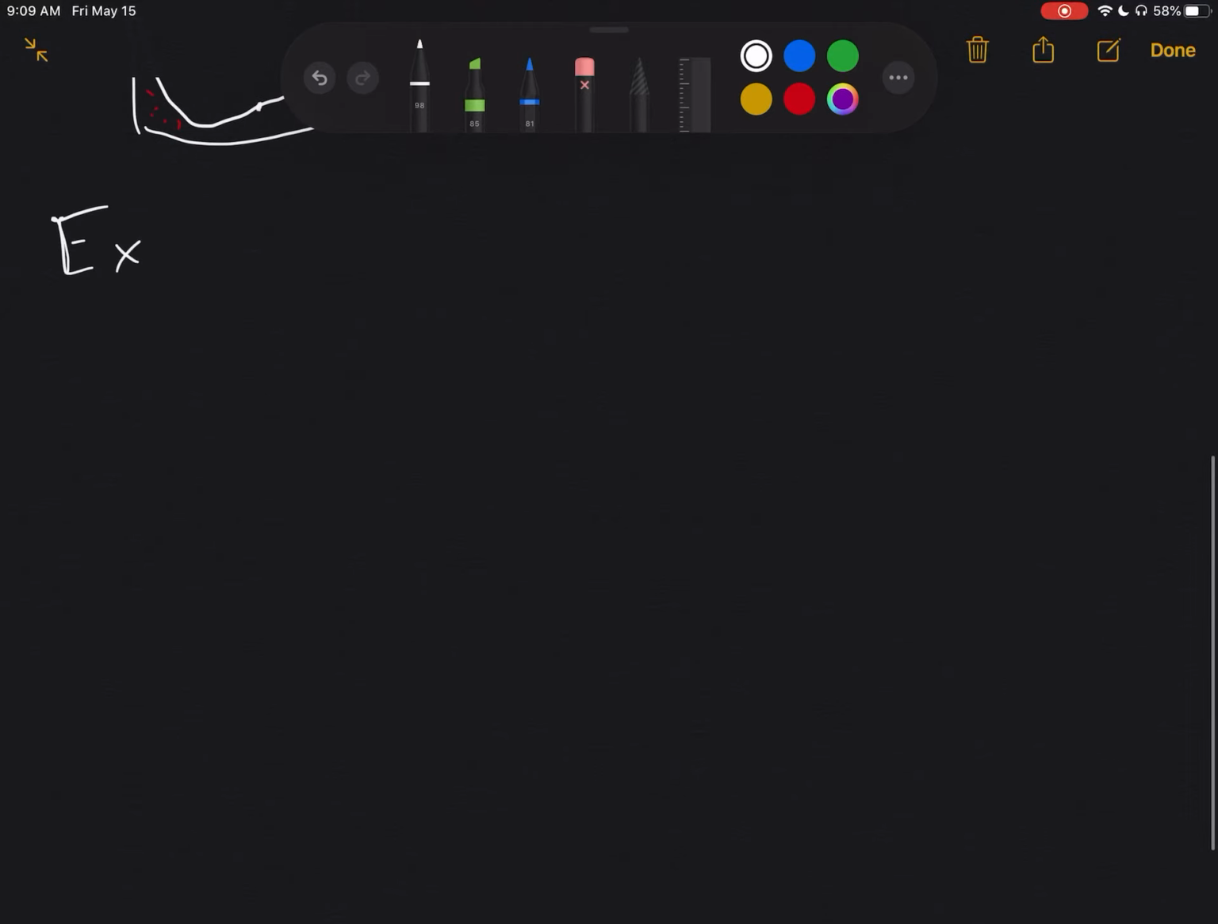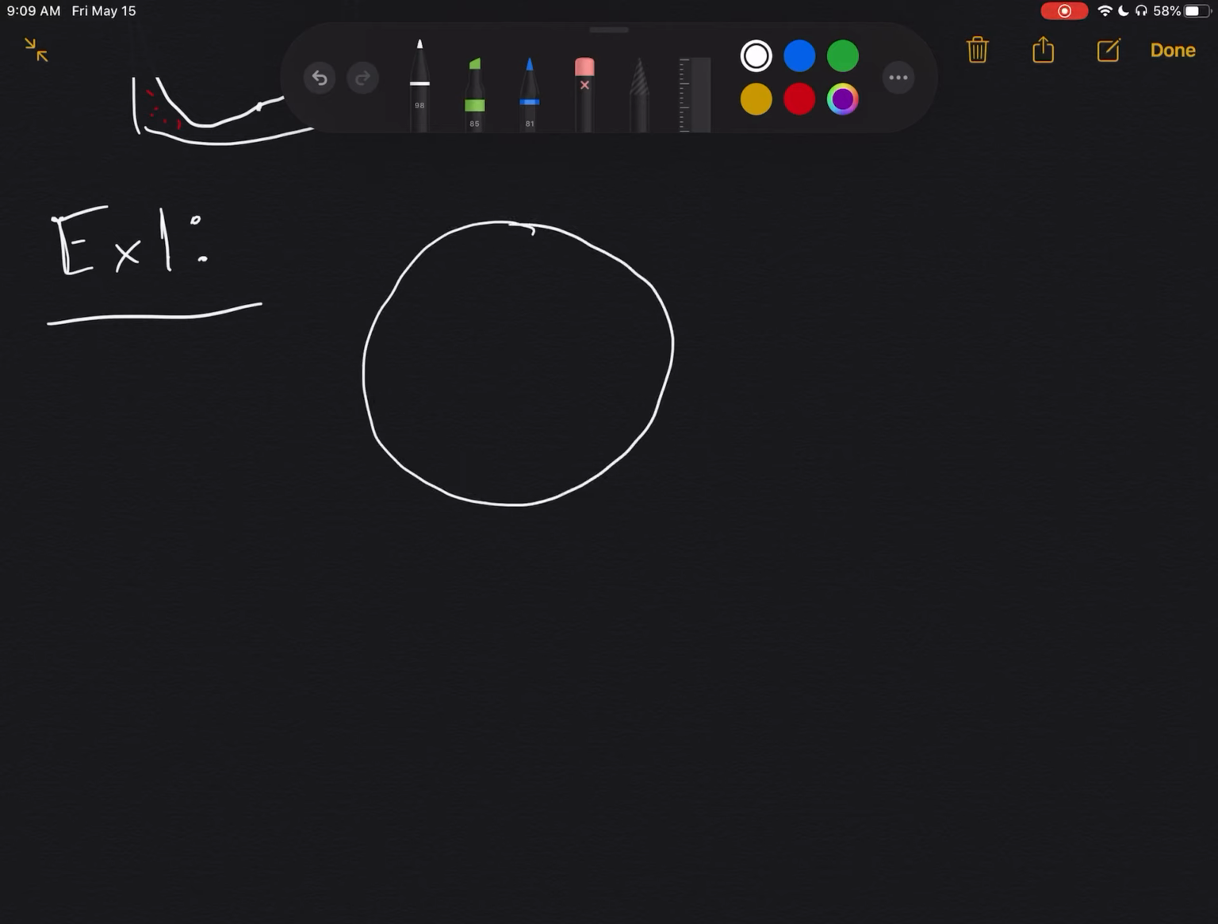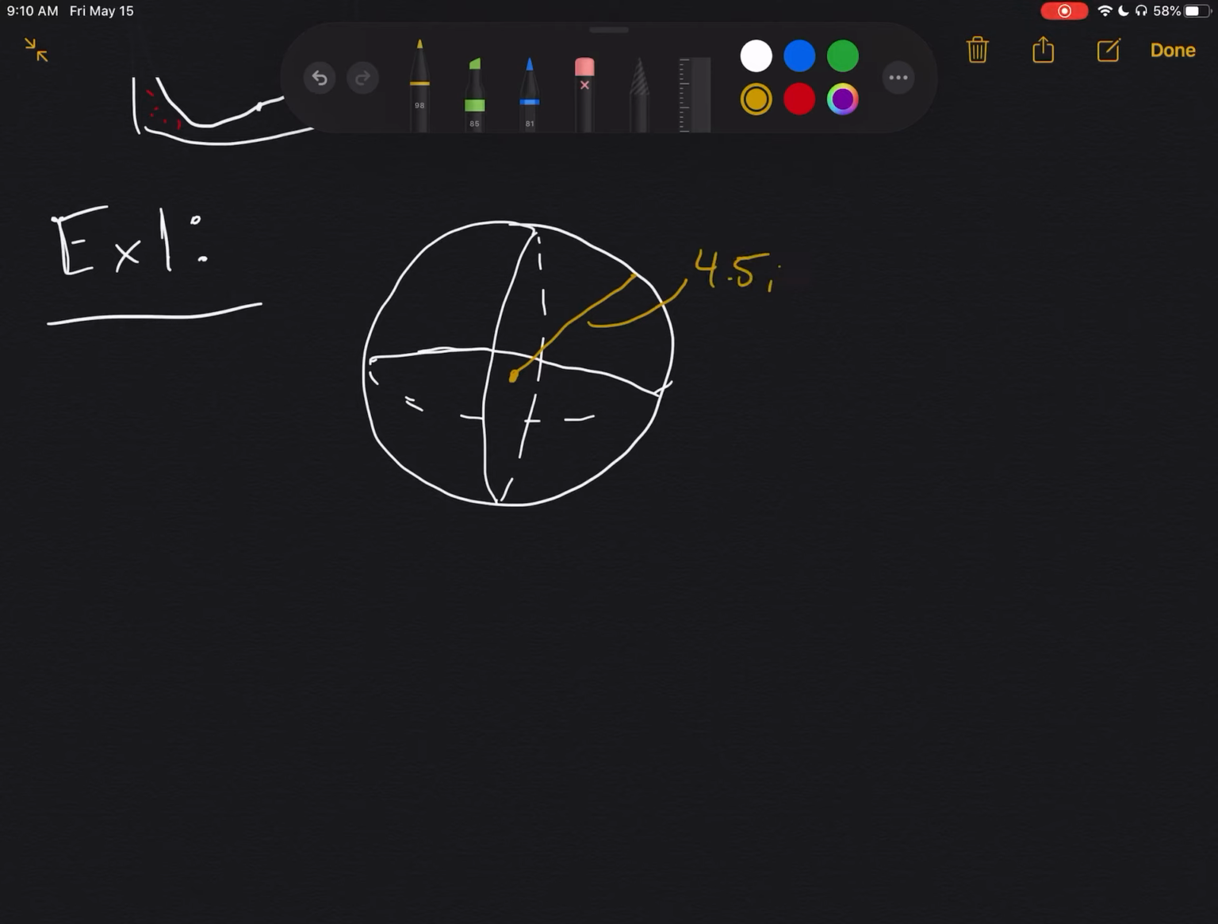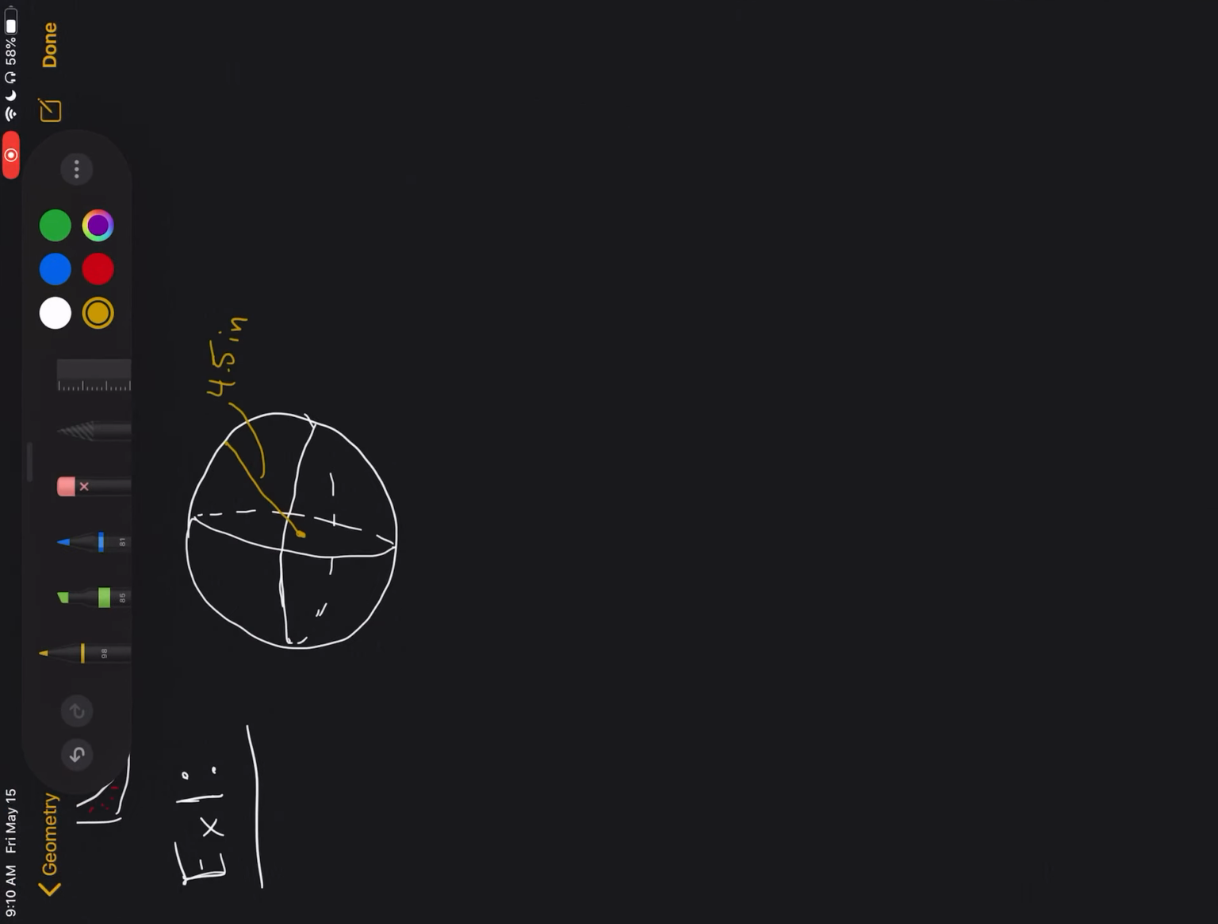So example 1, we are going to find the volume of a soccer ball whose radius is 4.5 inches. All right, and once again, I'll try my best to draw well. And we will say that the radius is 4.5 inches. All right, and I need to find my calculator. Where did I put that? There it is.